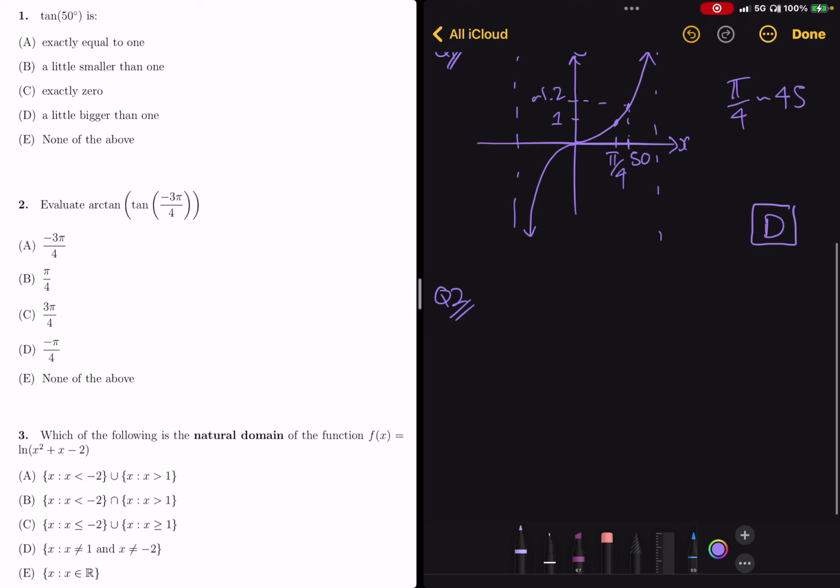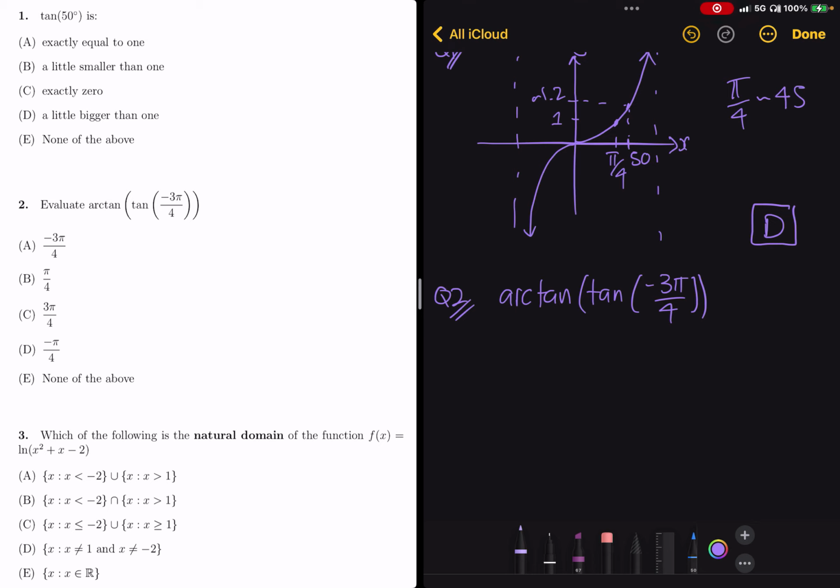Now question 2, we are told to evaluate arctan, which is tan minus 1, of tan of minus 3 pi on 4. All right, so immediately students will say, oh, the arctan and the tan cancel out, and so the answer is minus 3 pi on 4. This is wrong. The reason is arctan of tan of x is only equal to x in the case where x is between minus pi on 2 and pi on 2. Minus 3 pi on 4 falls outside of that span of numbers. And so it's actually not the case that the answer is minus 3 pi on 4.